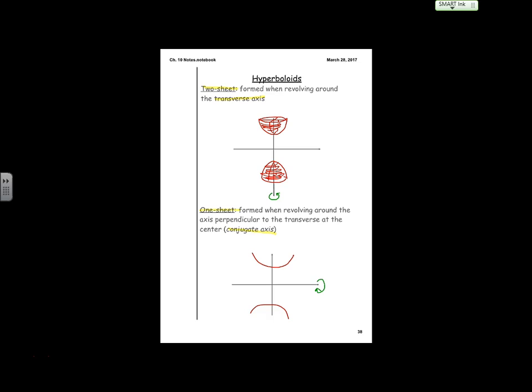If I'm revolving, if I'm spinning, imagine these two points are fixed, like the little parabola was on the axis yesterday, and then I spin it. I'm not spinning this way. Which way am I spinning? This way. If I'm spinning this way, what's going on to my hyperbolas?